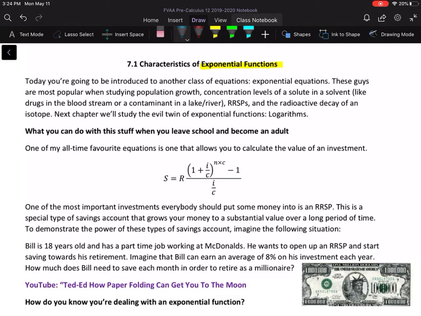These guys are most popular when studying population growth, concentration levels of a solute in a solvent, like drugs in the bloodstream or contamination in a lake or river, RRSPs, radioactive decay and isotopes. And next chapter we'll be studying the evil twin of exponential functions, logarithms. So good times ahead.